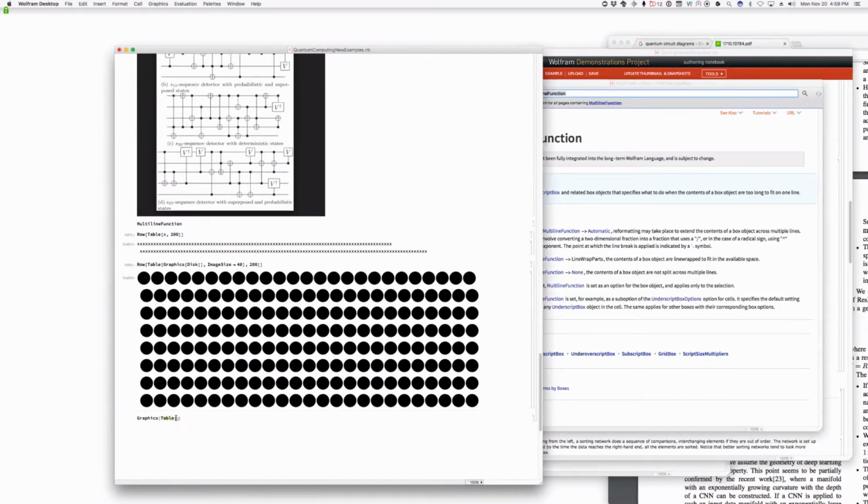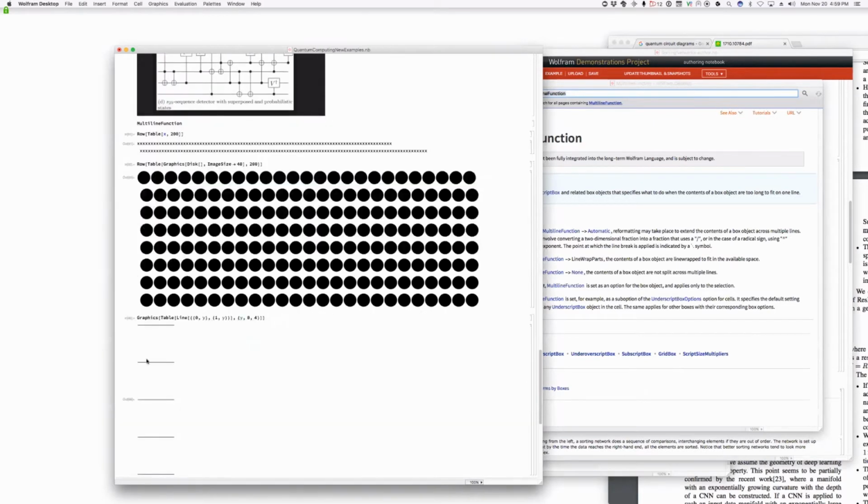So what we would be doing here is saying something like graphics of table of, I'm just going to make a naive case because I want to see whether it works here. Line from, what am I trying to do? I'm trying to make several lines stacked on top of each other. So I want the x coordinate 0, y coordinate y, 1, y, table that y 0, 4, for example. And then that will make that. And then I want to say image size goes to, let's say, 50. Okay, let's say image size goes to 30.